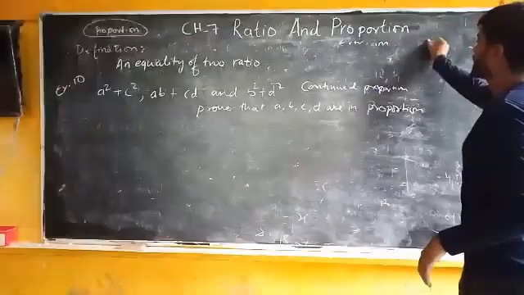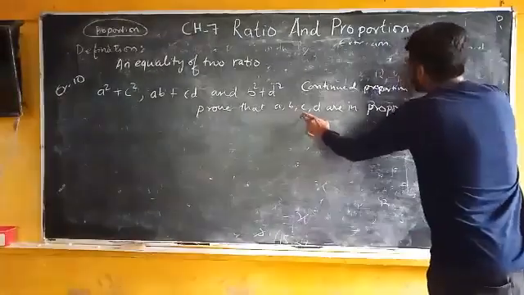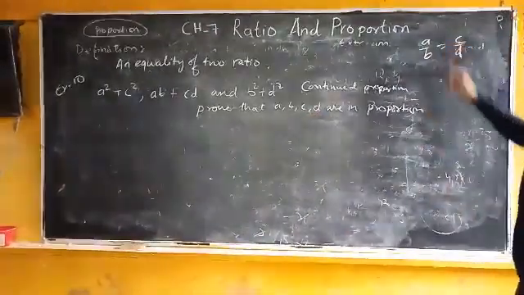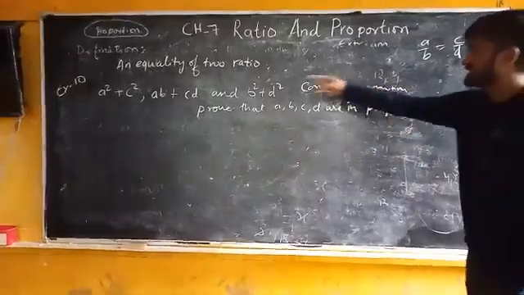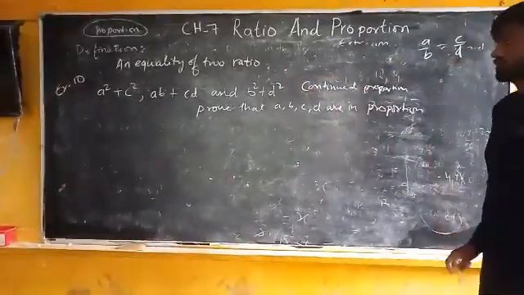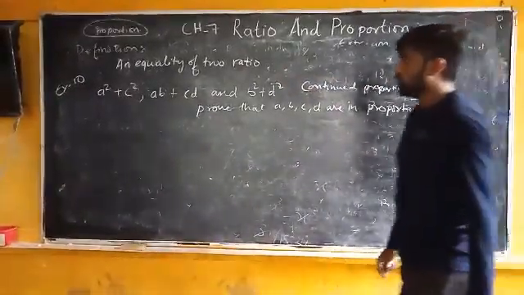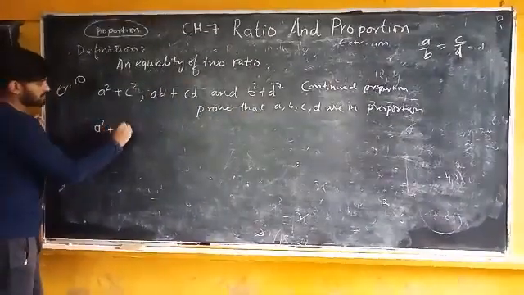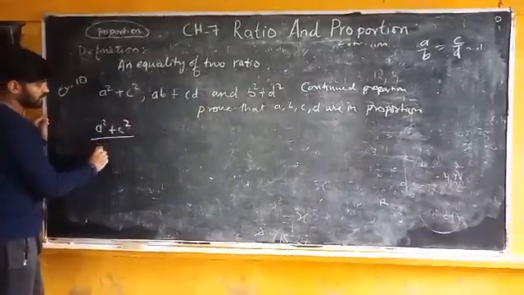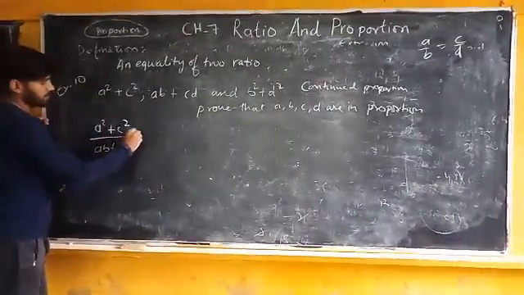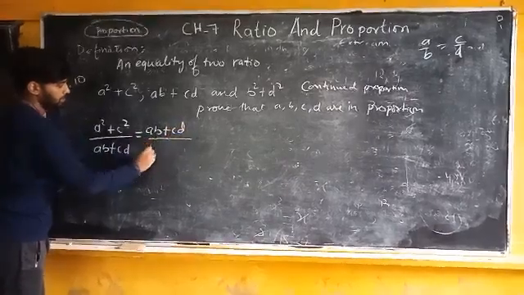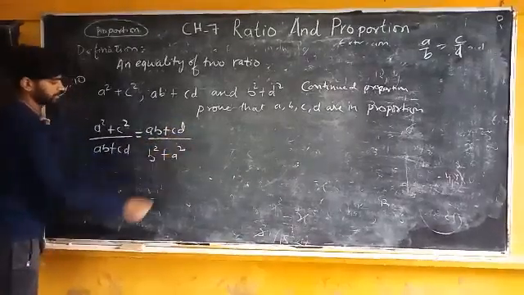When you solve this, you will get this answer. They are in proportion, which means this should be your answer. Prove that this thing can become this. Okay. So what I will be doing, I will be keeping them in continued proportion. A square plus C square upon AB plus CD equals to AB plus CD upon B square plus D square.